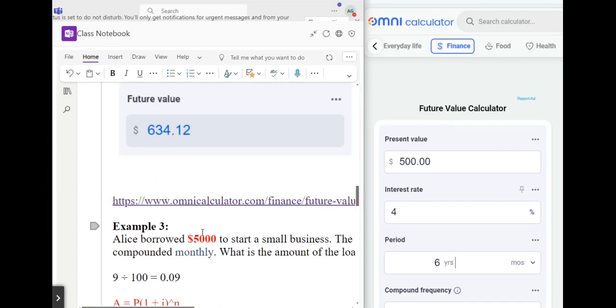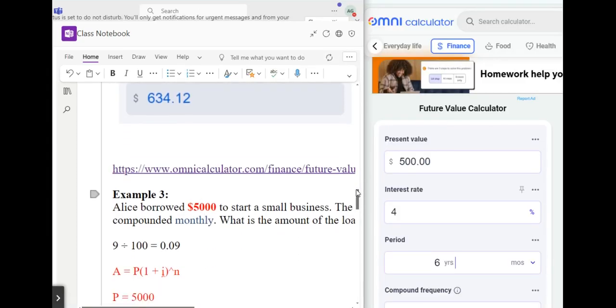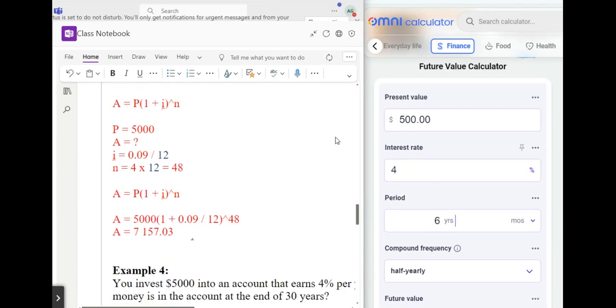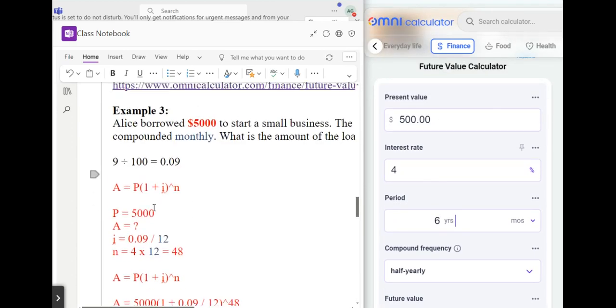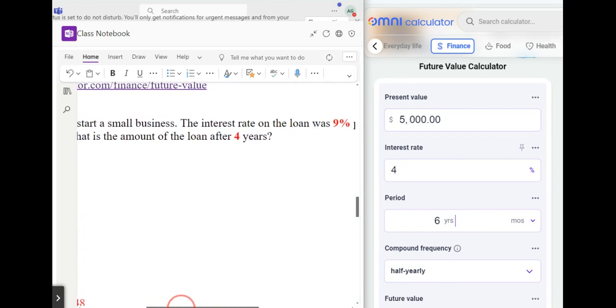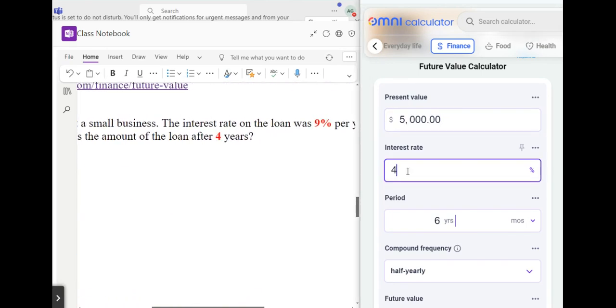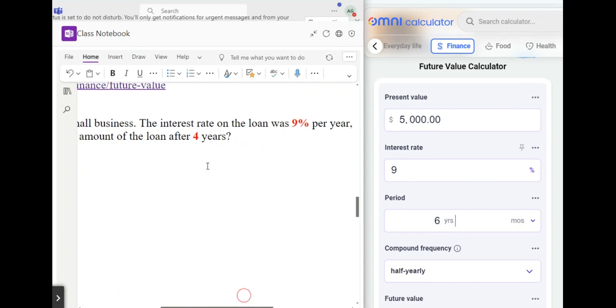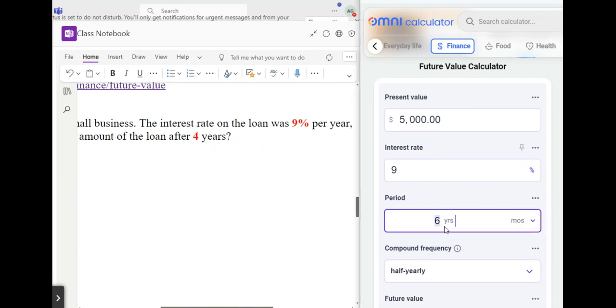If you wanted to use the OMNI calculator, again, I put the link here for you. What you can do here is you can type in the same information as before. So now instead of $500, we now have $5,000. Our interest rate we can see is 9%. So we don't put the decimal here, we just put what the number is. This time around, we're talking about 4 years. So we'll put a 4 here.